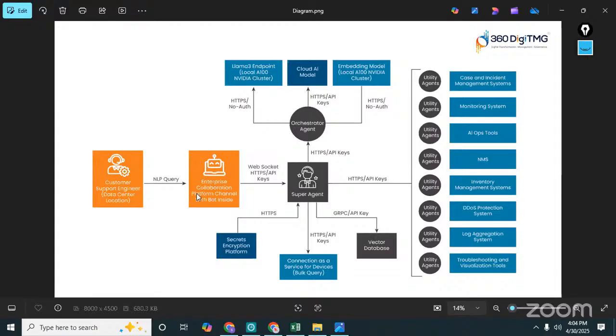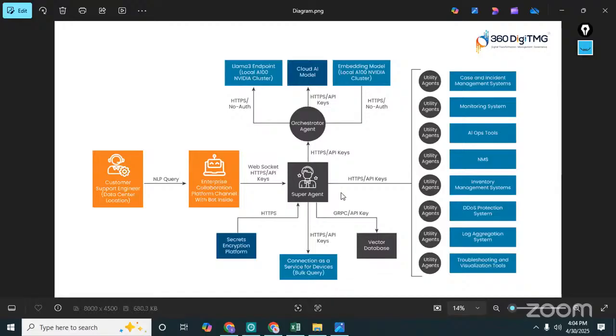Then comes your enterprise collaboration platform with the bot. This NLP query is routed through an enterprise collaboration platform, for example, Slack or Microsoft Teams, along with an embedded AI bot. And this AI bot will process the query. It will recognize the intention and determine if escalation or further analysis is required. This bot does not work alone. It passes the query to the next layer for deeper understanding and some action to be taken.